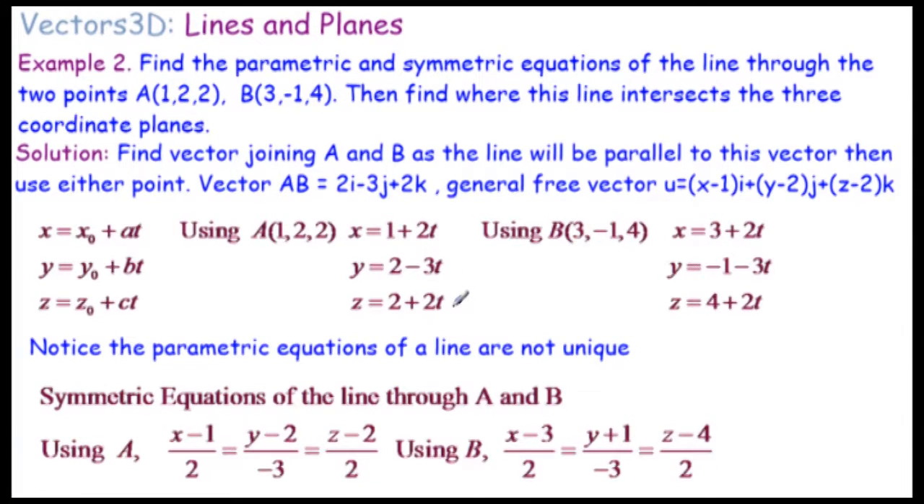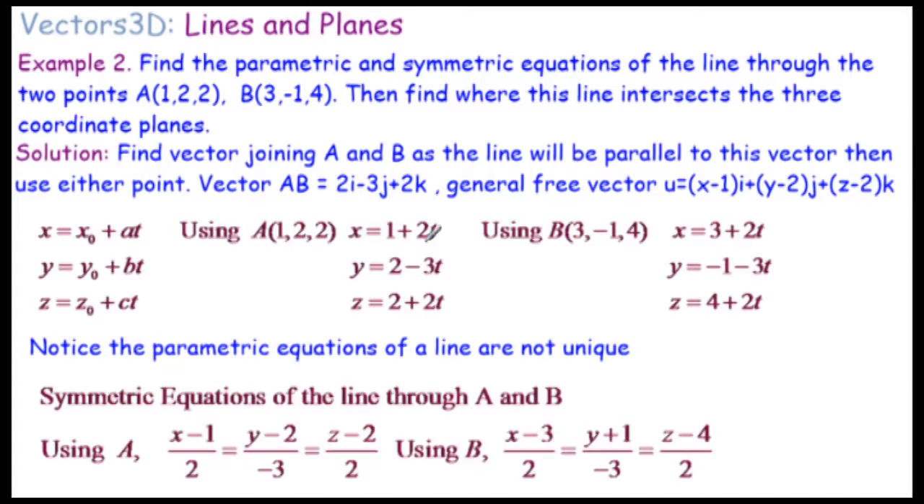Now, if you use the other point, then we have X minus 3 equal to 2T. I haven't actually written the free vector. This is the free vector from A to the general point X, Y, and Z. I haven't actually put the general vector from point B, but it's basically the same idea here to get the parametric equation.